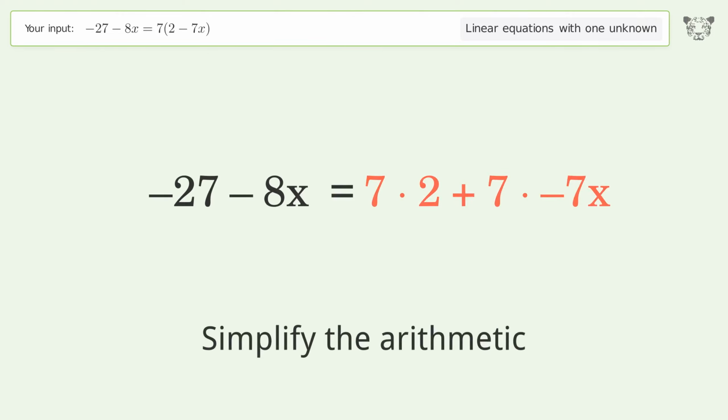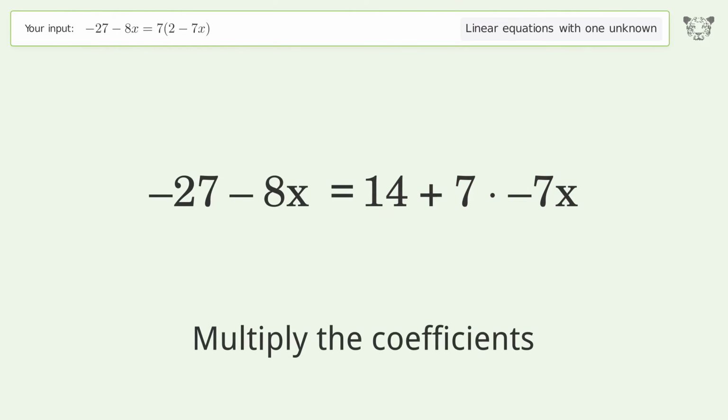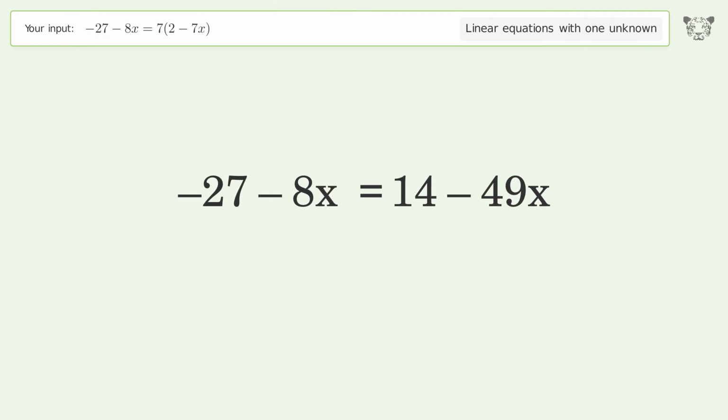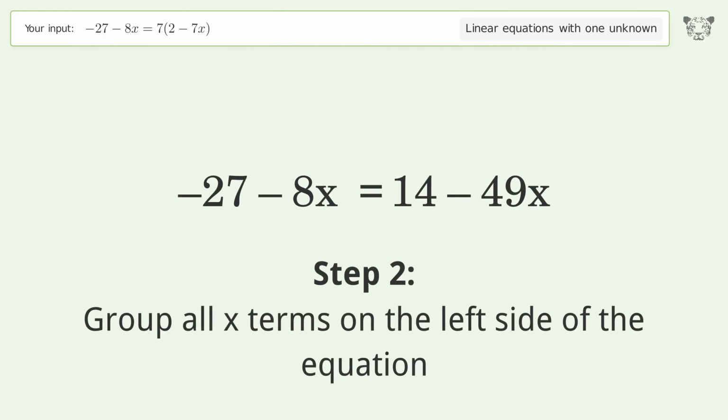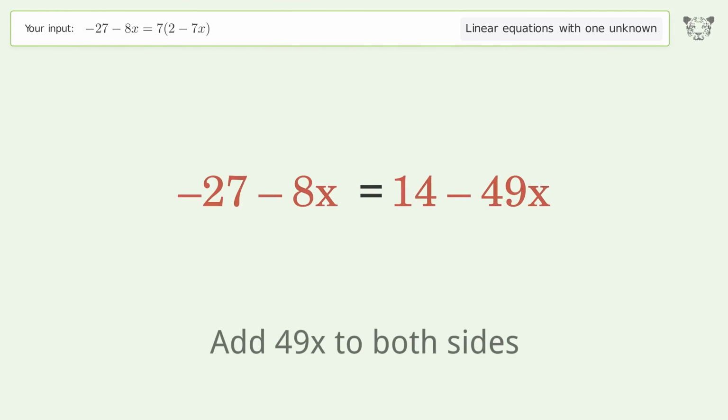Simplify the arithmetic. Multiply the coefficients. Group all x terms on the left side of the equation. Add 49x to both sides.